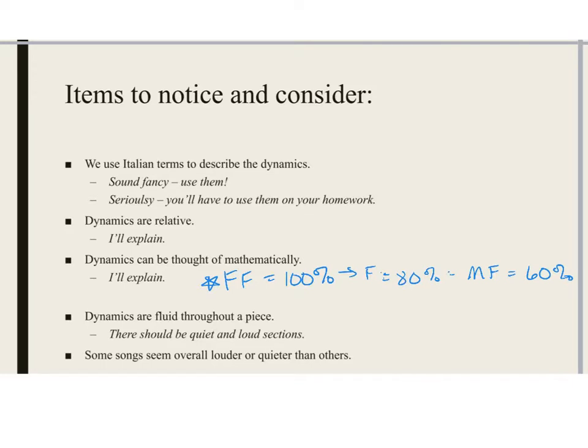So if I only have a dynamic spread that goes from forte to piano, then that gives me forte, mezzo forte, and piano. I only have 3 dynamics, so that's going to change. Forte is still going to be 100, this is probably going to be 66%, and this is probably going to be 33%. So that's the mathematical approach. You don't need to know that. It's just something that I do in case that interests you.